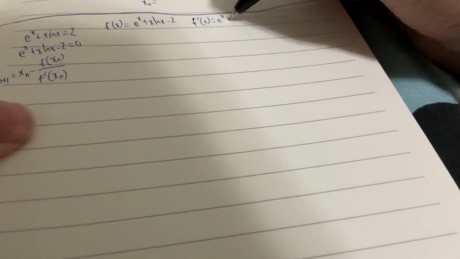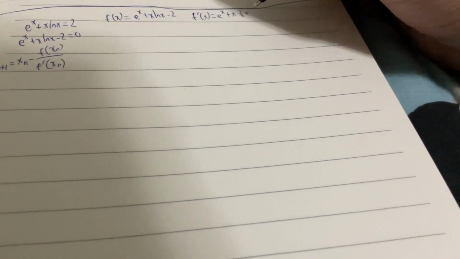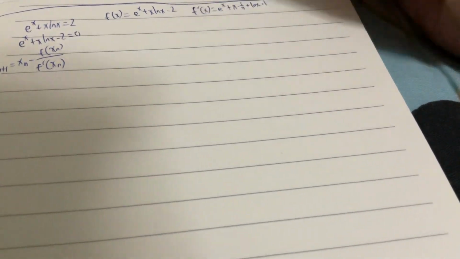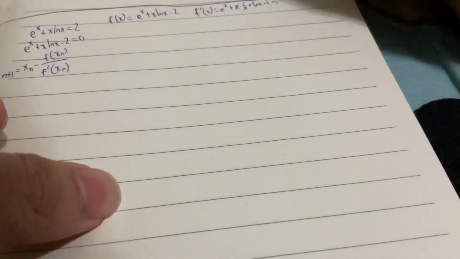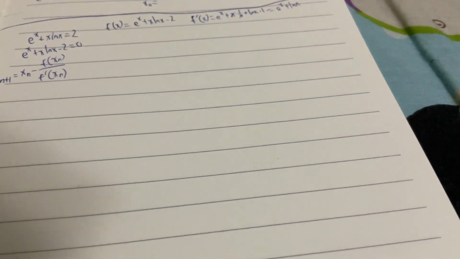So let me figure out what's the derivative of this. Derivative of e power of x, you get e power of x. Derivative of x ln x, use the product rule: x times the derivative of ln x, which is 1 over x, plus ln x multiplied by the derivative of x, which is 1. And the derivative of -2 is 0. So x and x cancel, and you get the derivative: e power of x plus ln(x).